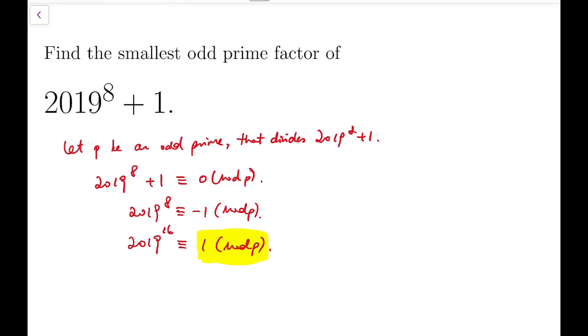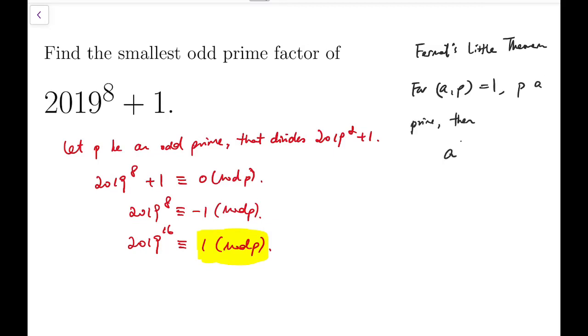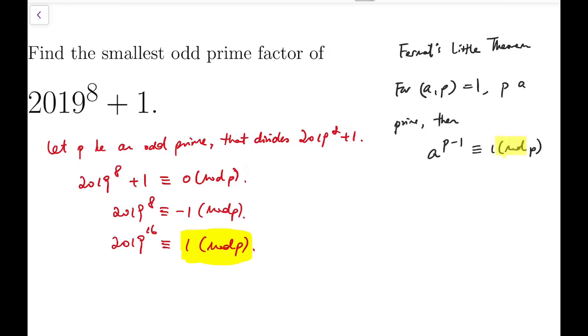Some of you may have already noticed that this is very close to Fermat's little theorem, which basically says that for integers a and p that are coprime, with p a prime, a to the p minus 1 is congruent to 1 mod p. Again, this 1 mod p comes out. So we're somehow related.